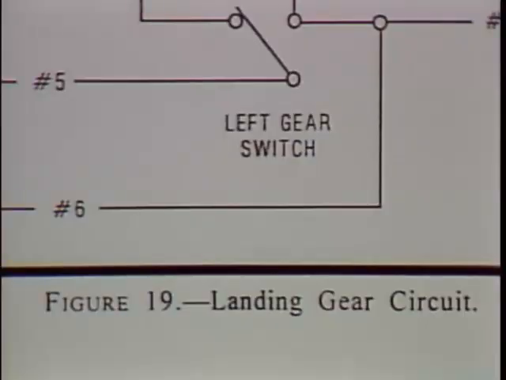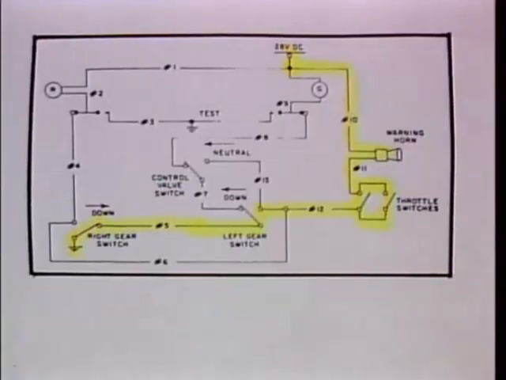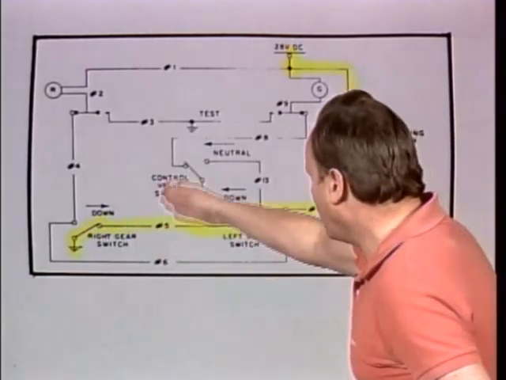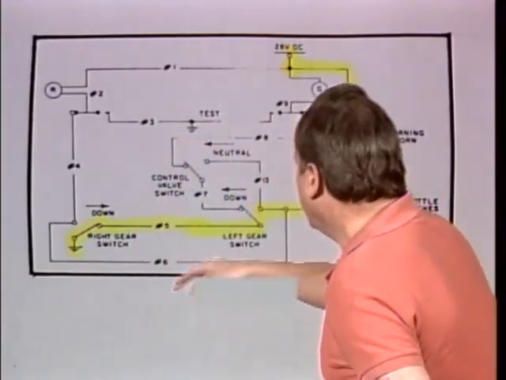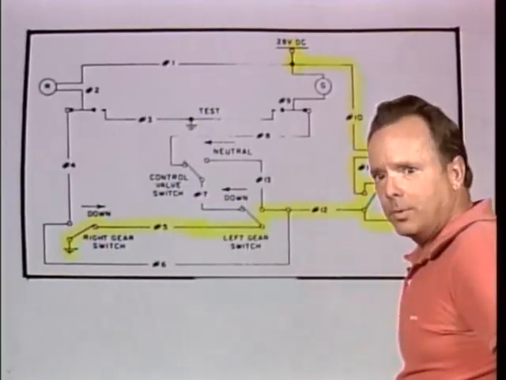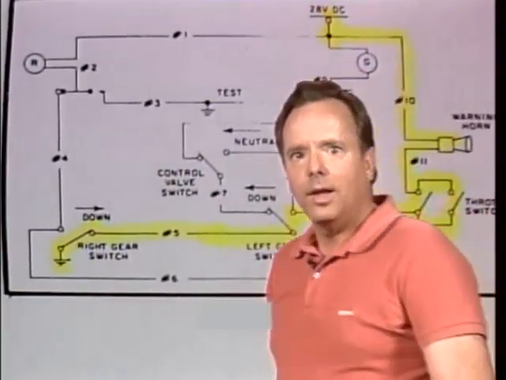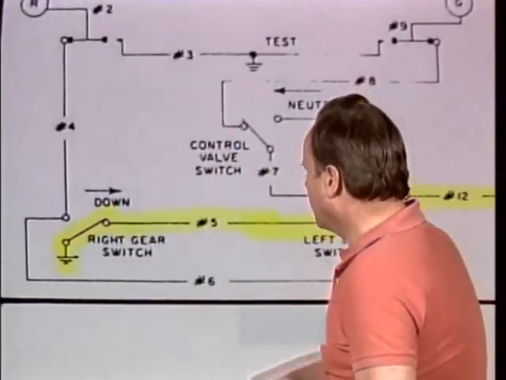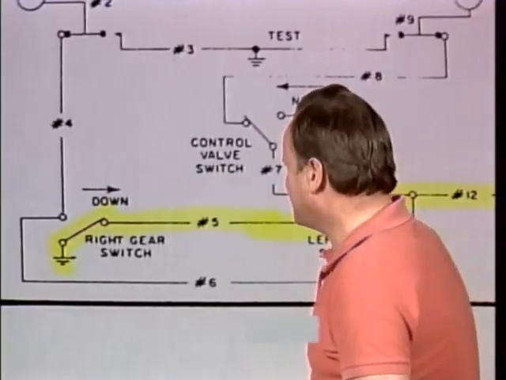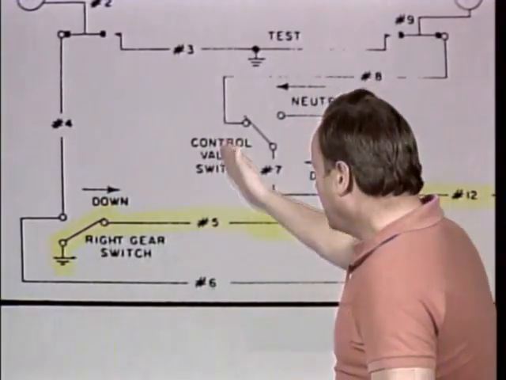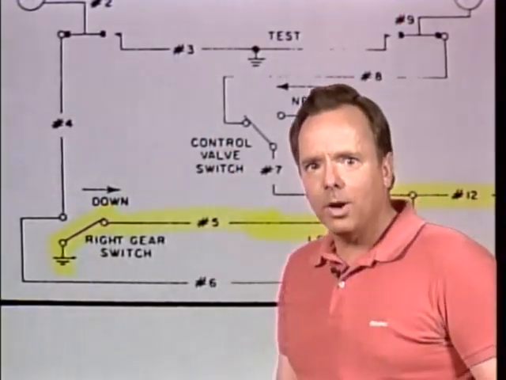Now, here's another question they're going to ask you on the test. It's very similar. They'll say, take a look at figure 19. And what would happen if you had that same situation? You had the right gear down, the left gear up. What would happen if you had an open in wire 5? Well, if you had an open here in wire 5, you've broken the circuit, and the warning horn will not sound when the throttles are retarded. So if you have an open in that circuit, obviously it's not going to work. So if you had that same situation, the right gear down, a left gear up, and an open in wire 5, the warning horn's not going to work properly.